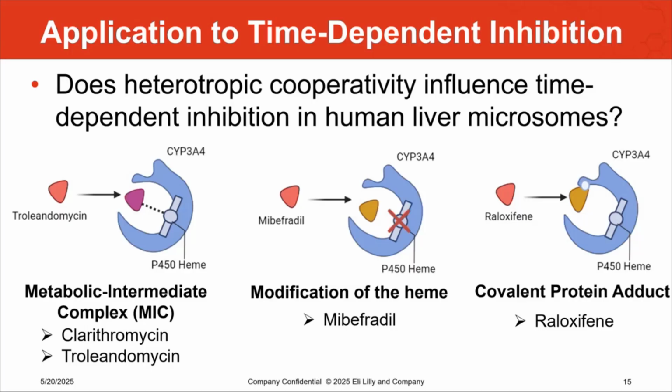And finally, the covalent protein adduct. An example of this is raloxifene. Upon metabolism, that reactive species covalently binds to the enzyme. And when it does that, it actually blocks the active site so that no longer can a substrate go in. And so the enzyme is now inactive.